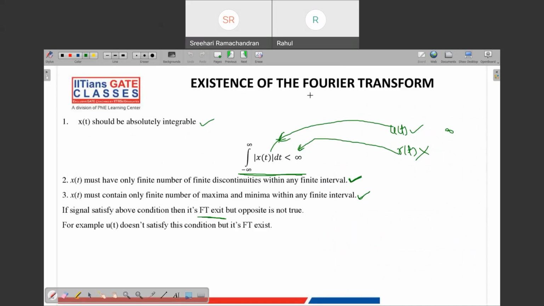Does anyone have any doubt till this point? Okay, no one has a doubt, so we will stop the class here. In the next class, we will continue with the Fourier transform, and after finishing it, we will start the DTFS and DTFT.